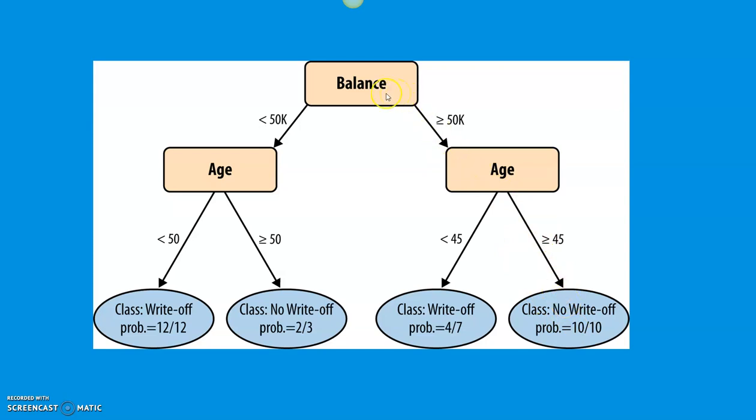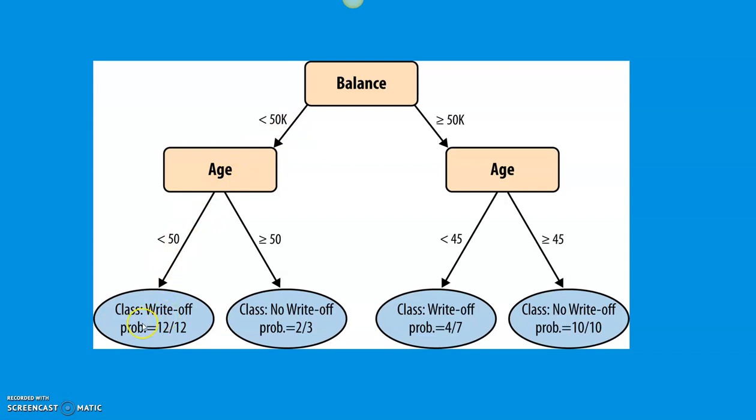We first consider whether the customer's balance is less than 50 or more than 50. And if the balance is less than 50, we consider whether the customer's age is less than 50 or bigger than or equal to 50, to be precise. And if the balance is bigger than 50, we consider whether the customer's age is less than 45 or more than 45. So what is the classification rule? If the balance is less than 50 and the age is less than 50, we are going to predict that the customer is a write-off.